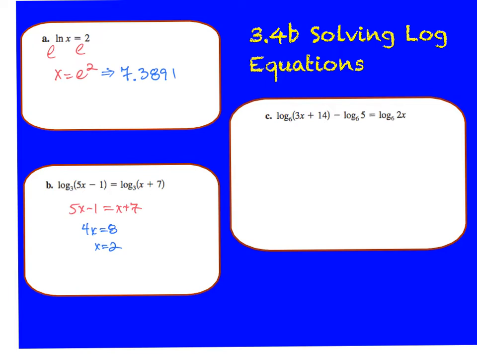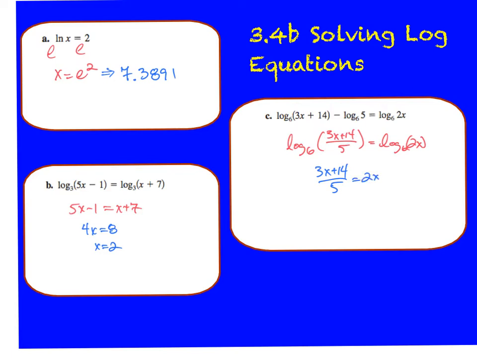I have subtraction going on. What is that really? That's division. So I need to condense that log before I do anything. So when I condense that log, I now have log base 6 of the quantity of what? What goes up top? 3x plus 14, and then over 5 is equal to log base 6 of 2x. Now, what property am I allowed to use? Now I can use one-to-one property. So now I end up having 3x plus 14 over 5 is equal to 2x.